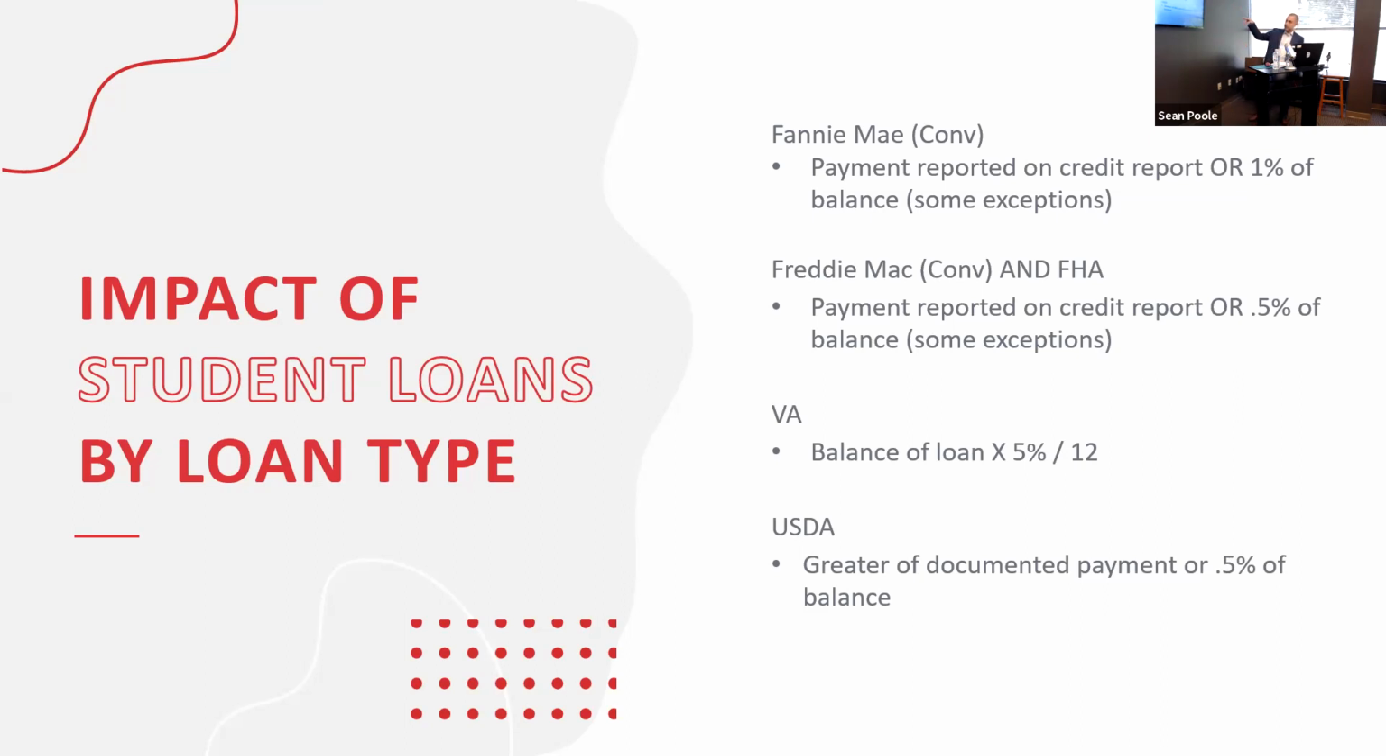A lot of times, someone with an income-based repayment for USDA has a really low payment on their student loans, and we still have to count a higher payment against them. That's one of the biggest differences between the other loans: we have to count that higher payment for USDA than we do the other loans, based on what's on the credit report.